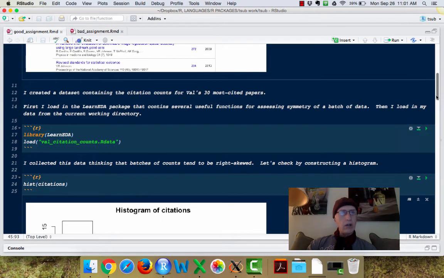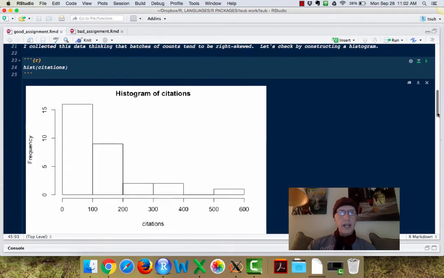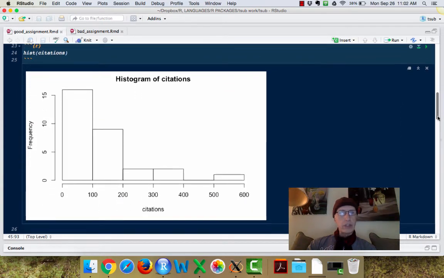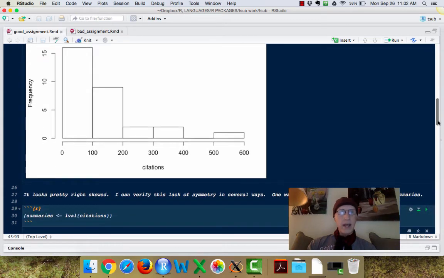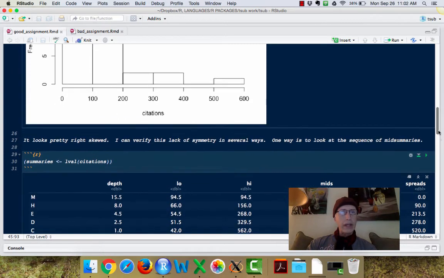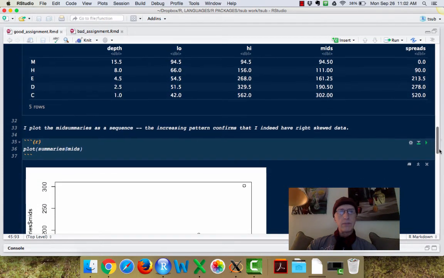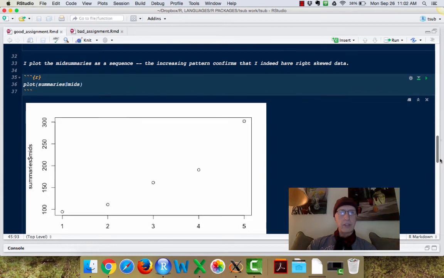And as a start, I'll construct a graph of the citation counts. And it looks pretty right skewed, so I say that. And so I like to verify this lack of symmetry in a couple of ways. We've talked about various ways this week in the notes. One way is to compute the letter values and plot the mid-summaries. And it looks like an increasing pattern.